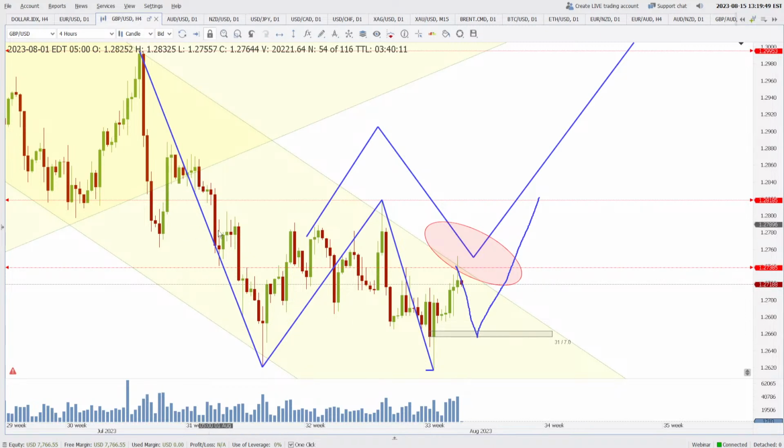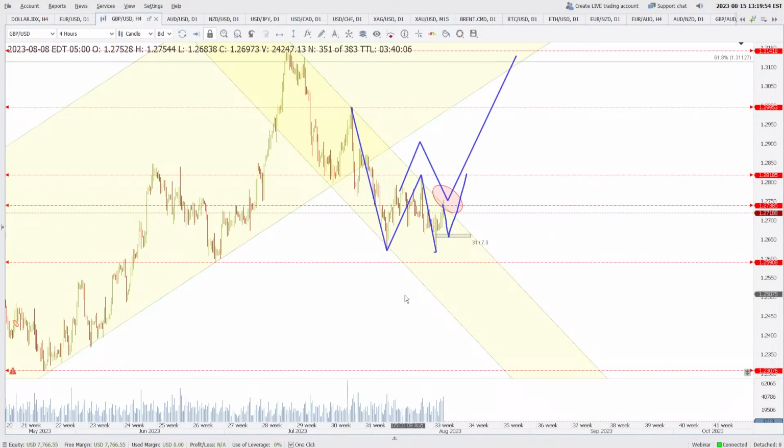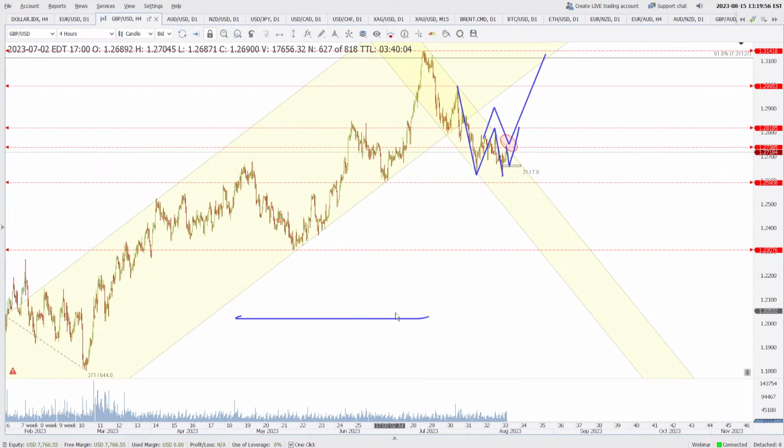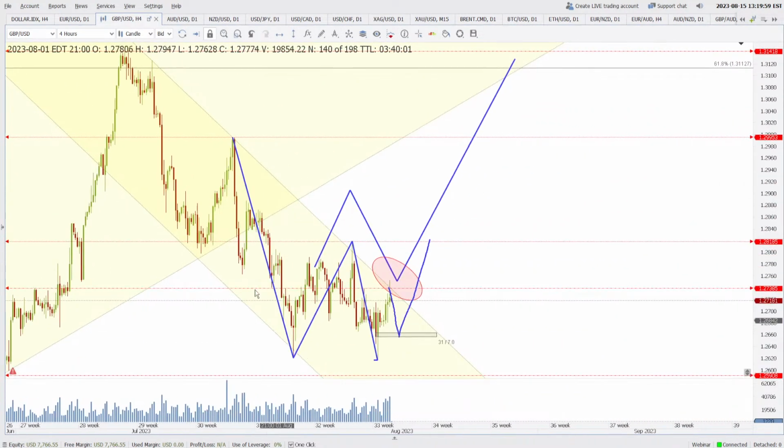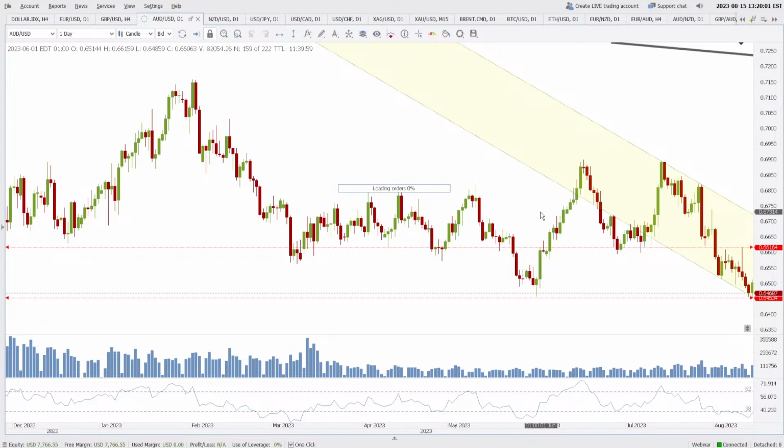So pound, whenever it is going down, it looks like the buyers are interested in pound at the lower prices. Okay, all right, so I'm going to Australian dollar.